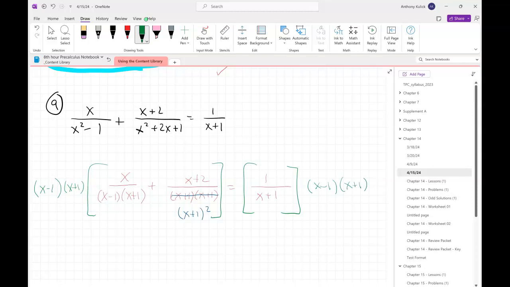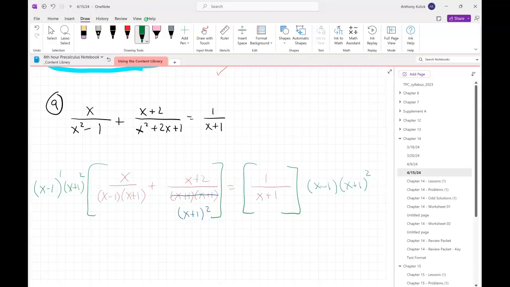Now I'm going to ask myself, what is the greatest amount of x minus 1s in any single denominator? How many times does x minus 1 occur in any single denominator? Just once. So that'll be x minus 1 to the first power. What is the most number of times x plus 1 occurs in any single denominator? 2, which is why I wrote it as x plus 1 squared. So there's that. And that'll be my least common multiple.